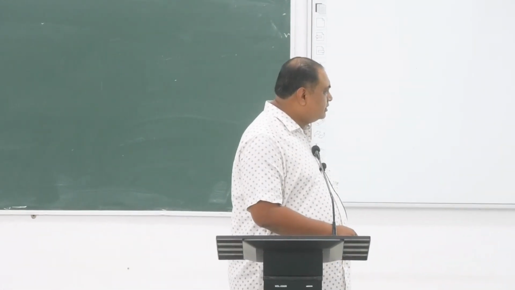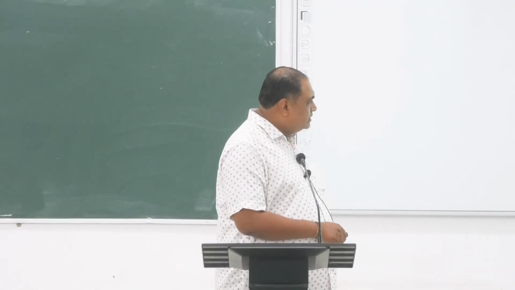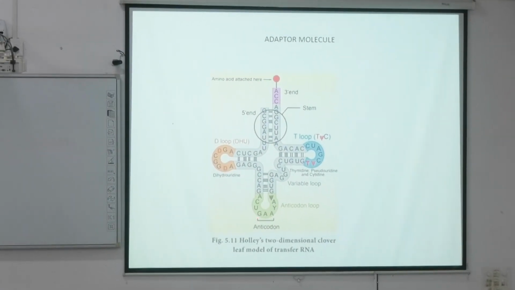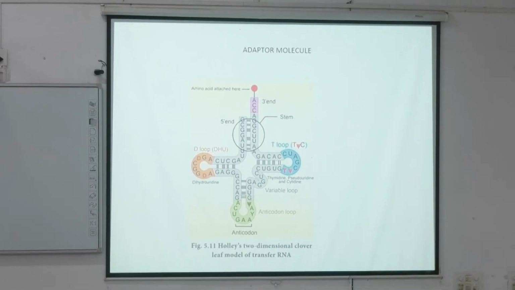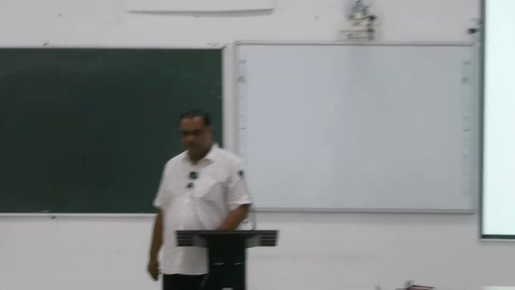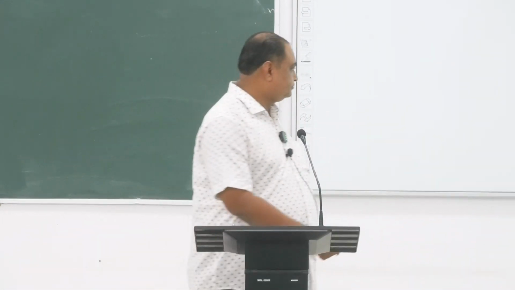Anyway, it has certain features. This is called the T-arm, this is called the D-arm, and this is called the anticodon arm. These three are called anticodon. Whether it is codon or anticodon, it is always read from 5' to 3' direction.